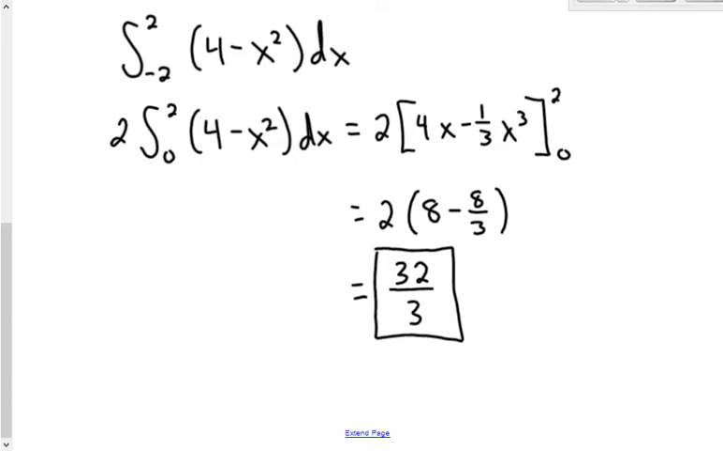Square inches, meters, centimeters. We don't know what the dimensions are, so it's just square units. If we wanted to, we could write it as 10 and 2/3, but it's okay to leave it as an improper fraction.